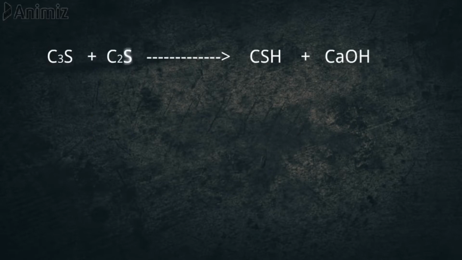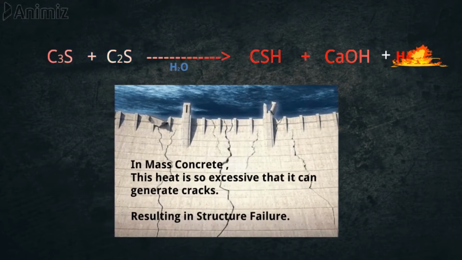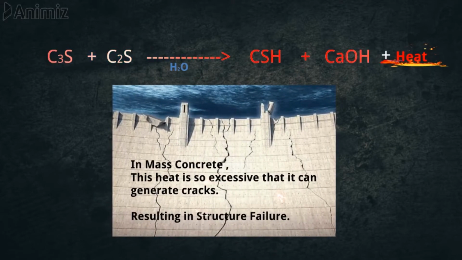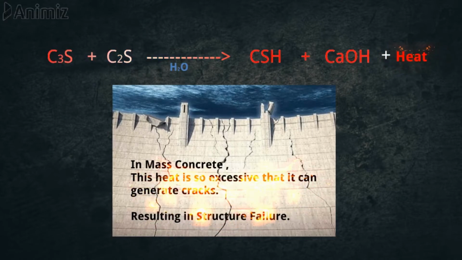As we know, tricalcium silicate and dicalcium silicate are the main components of cement, which form the CSH gel and the calcium hydroxide in the presence of water. But apart from this, a lot of heat is generated. And in mass concreting, this heat is so excessive that it can generate cracks, resulting in structure failure.